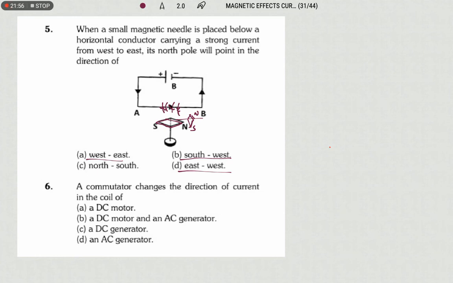Next, a commutator changes the direction of current in the coil of a DC motor, a DC generator and an AC generator. So in a DC motor, the commutator helps to change the direction of the current.